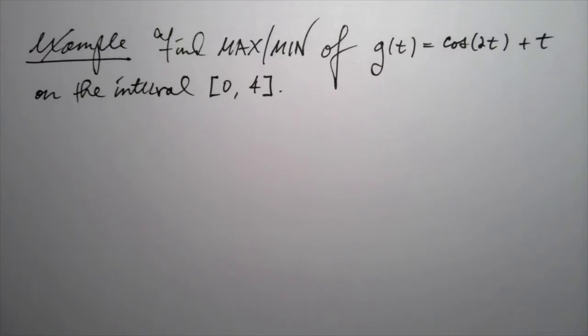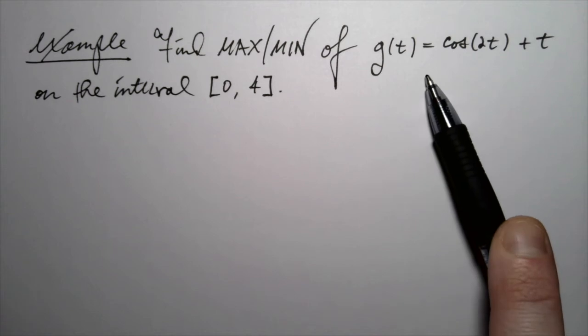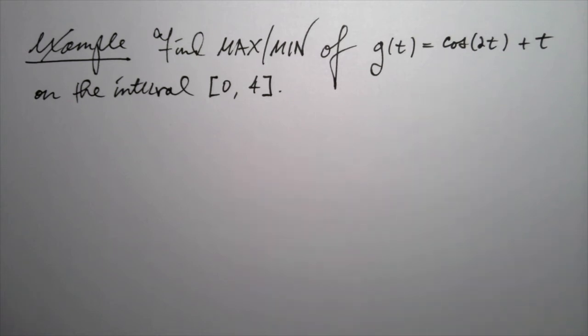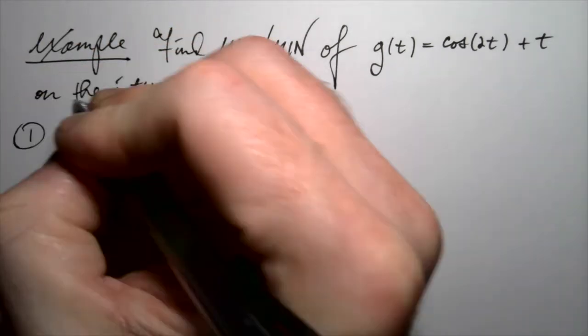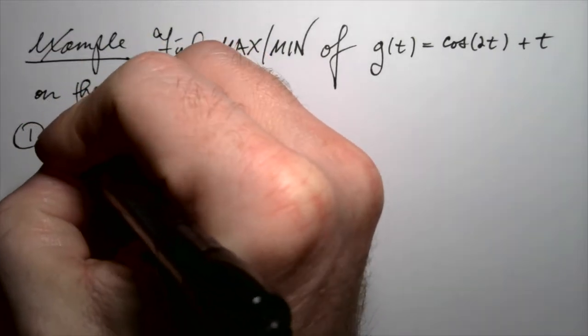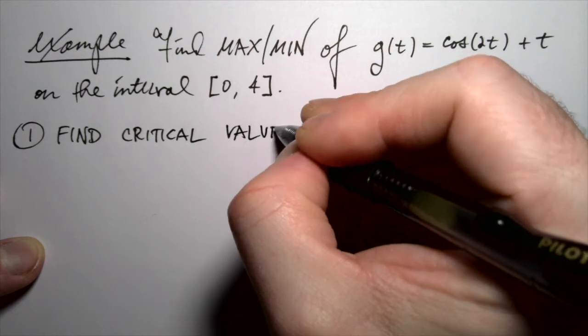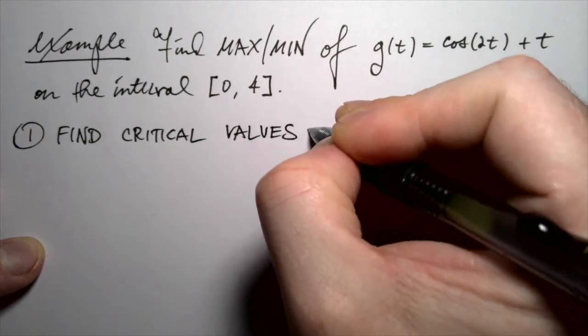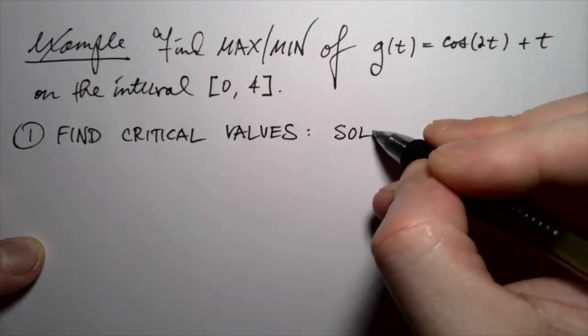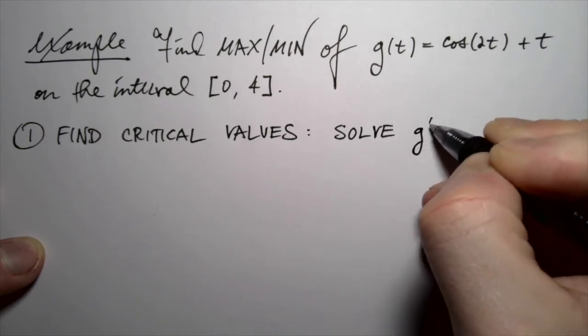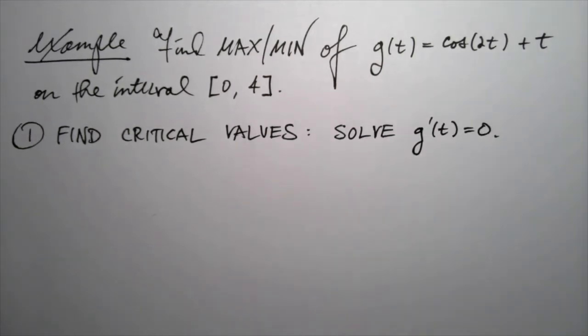In the next example, we're going to find the maximum and minimum values of the function g of t equals cosine of 2t plus t on the interval 0 to 4. So we only consider t values in between 0 and 4. The process is the same as before. The first step is to find the critical values. That just means the x values where the derivative is 0. In other words, we need to solve the equation g prime of t equals 0. That'll tell us the critical values.